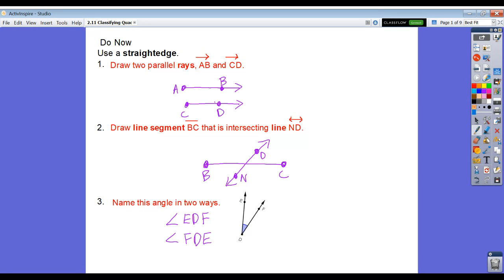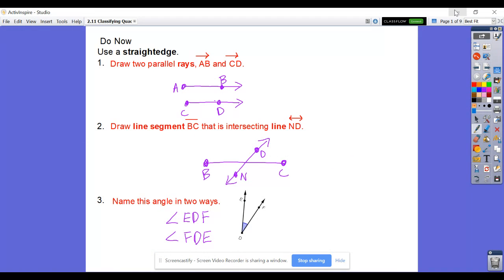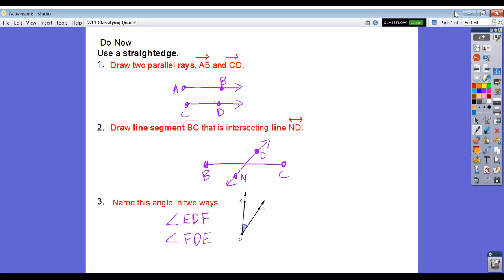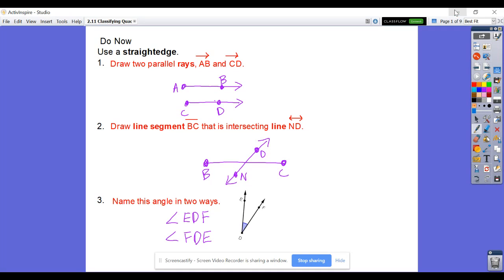Okay, yours might look slightly different from mine because there's more than one right way to draw these, but let's focus on some of the keywords. So in one, you needed to make sure that you were drawing rays, so they have an end point on one side and an arrow showing they go on forever in that direction on the other side. And you also need to make sure they were parallel, which meant they go in the same direction, so they're never going to be touching.